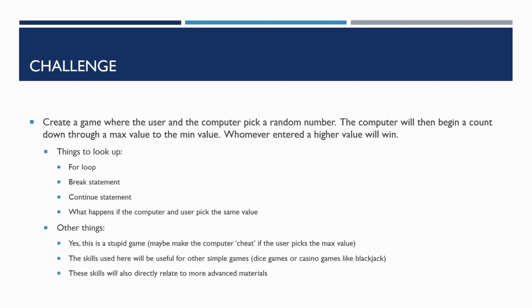Also, remember, while this might be a very stupid sounding game, I'm not going to lie about that, the skills that you're using to do this will be the same skills for other games you might need to make, like dice games or casino games like blackjack. You'll be using the same loops, the same statements, the same sort of material. Also, these skills will directly relate to more advanced materials we'll cover later in the series. If you're taking my RTS tutorial series, the for loop is the loop we have used the most often in that series, just to give you an idea.